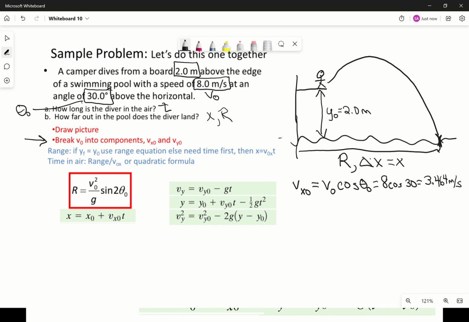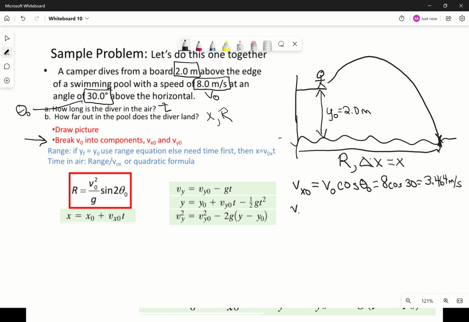And you'll notice here I've kept a whole bunch of significant figures. In the problem, each of those numbers, let's see, 2.0 is 2, 8.0 is 2, and 30.0 is 3 significant figures. But I'm going to keep more, and then I'm only going to round off when I get to the final answer for significant figures.